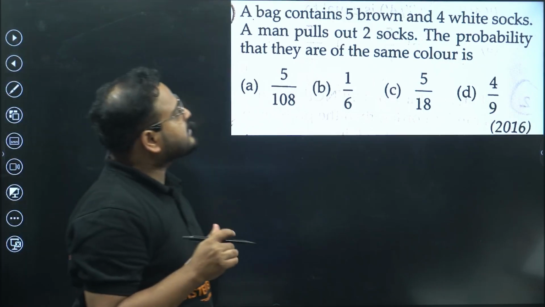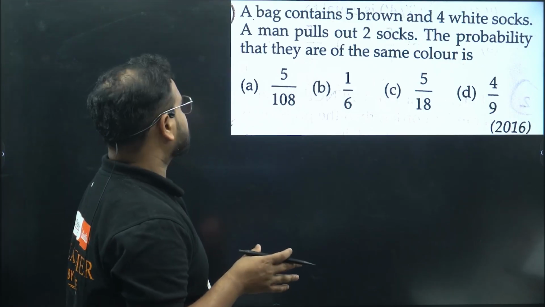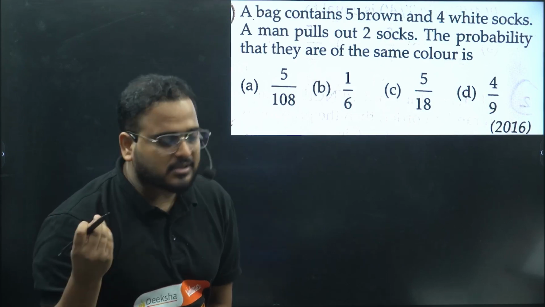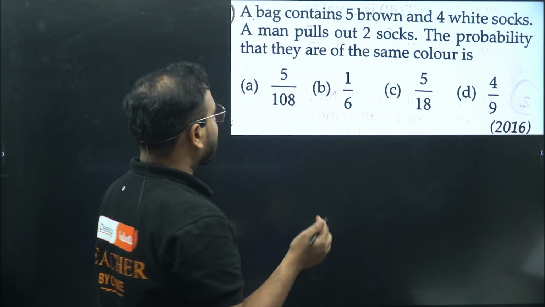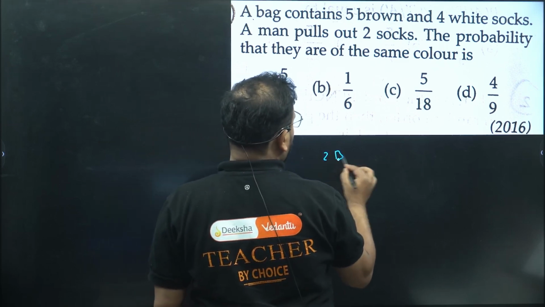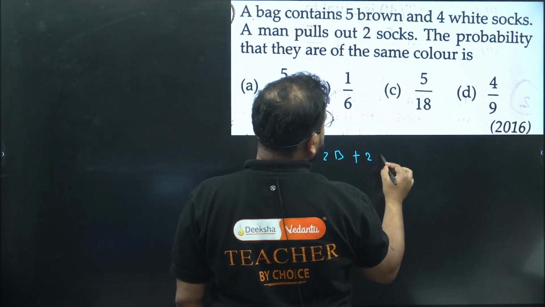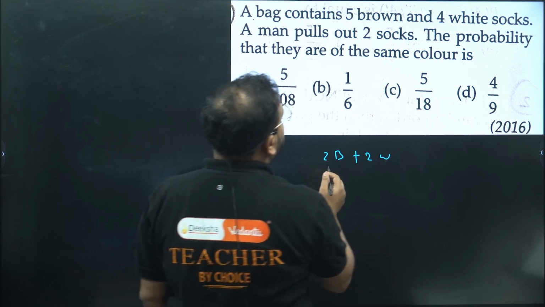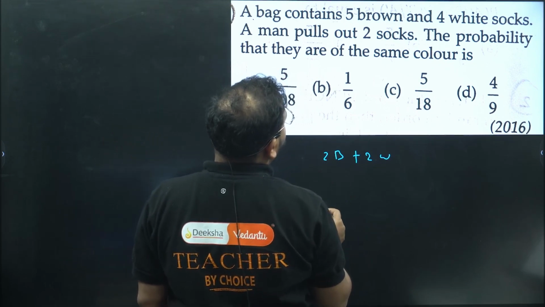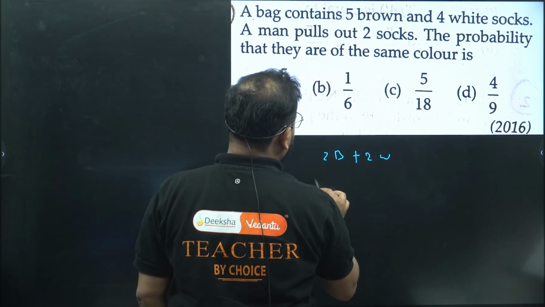A bag contains 5 brown and 4 white socks. A man pulls out 2 socks. The probability that they are of the same color. So it can be 2 brown or 2 whites. Correct. It can be 2 brown or 2 whites. How do you pick 2 browns?